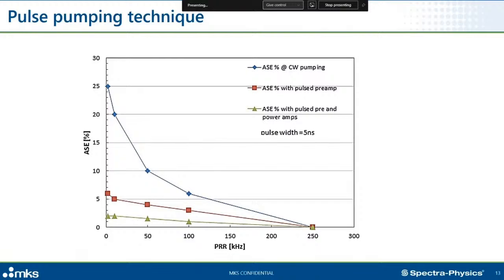This is a figure we extracted with this method, showing that if you use some repetition rate and you start going down with the repetition rate while you are keeping your pump in CW, you get a huge amount of ASE at very low repetition rates. But as you start using the pulse pumping technique, whether it's on one of the amps or two of the amps, you can really minimize this ASE down to very low levels.